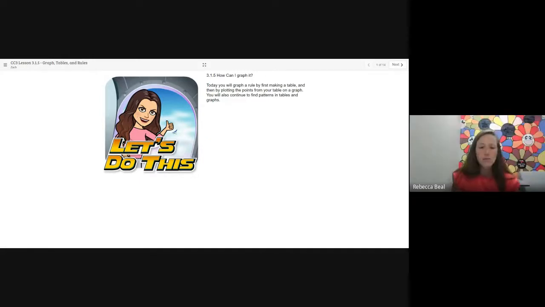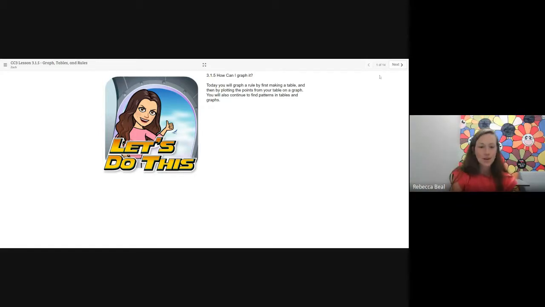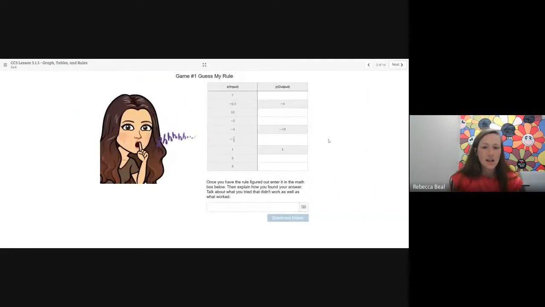All right, so I'll read this one just to get us started. So 3.1.5, how can I graph it? Today you will graph a rule by first making a table and then by plotting the points from your table on a graph. You will also continue to find patterns in tables and graphs. All right. Any questions about what that was saying? Looks like we're going to be finding patterns. Can you go to the next slide, Zach? Yes. Thank you.